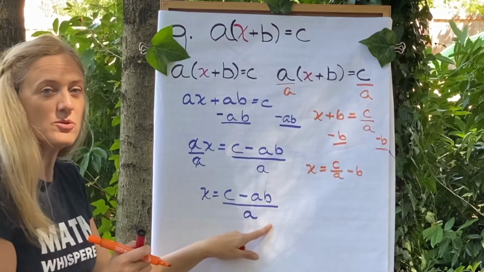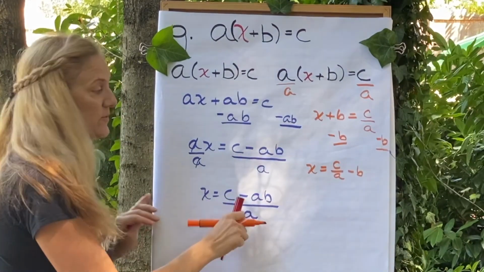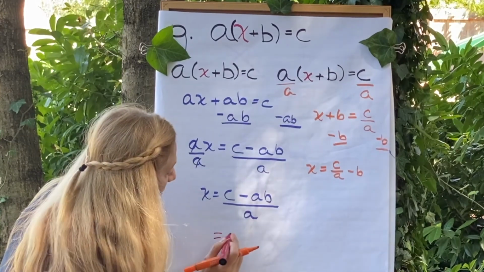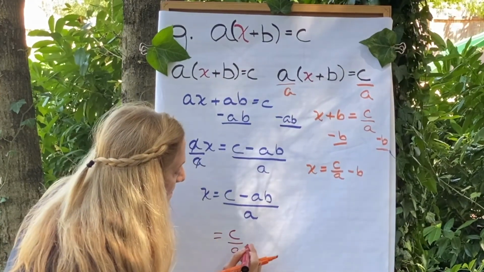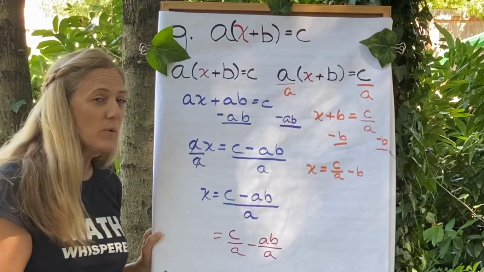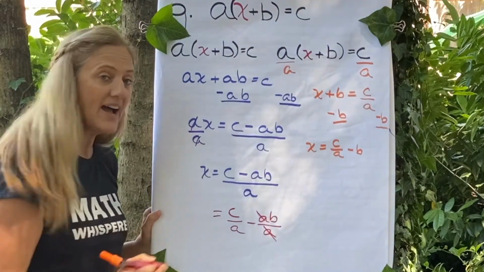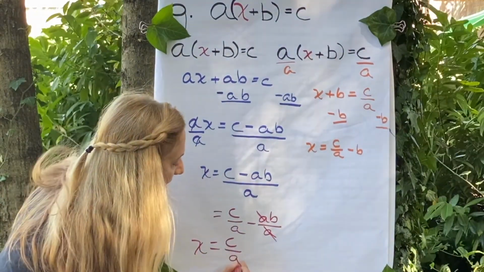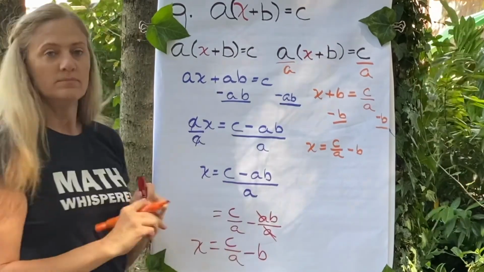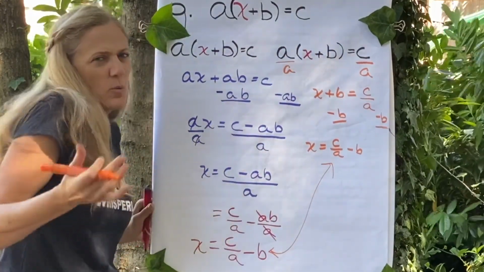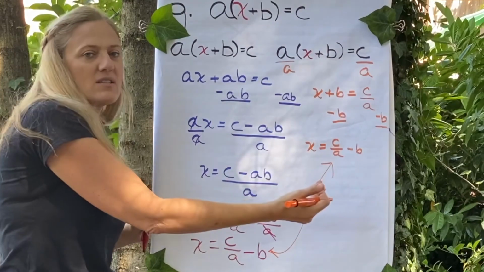All I have to do now is simplify this one. Remember, we've been talking about equivalents? So we would have equals c divided by a minus a times b divided by a. And what's going to happen with those a's? They're going to divide out. So now we really do have x equals c divided by a minus b. Equivalent, both acceptable. Either method is fine. We just sometimes think of one way versus another.